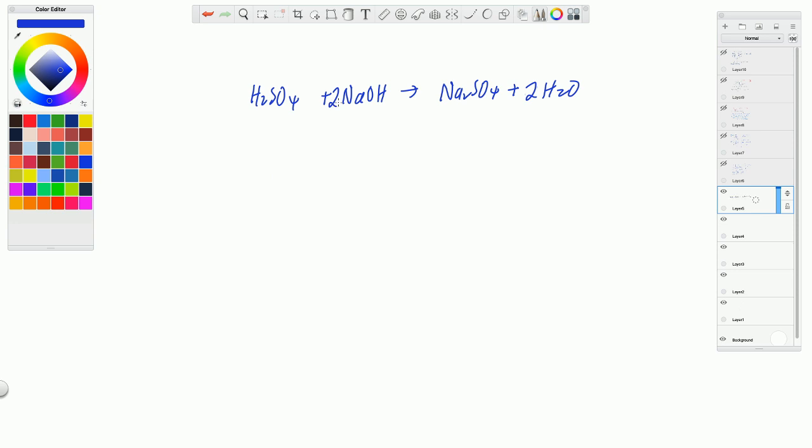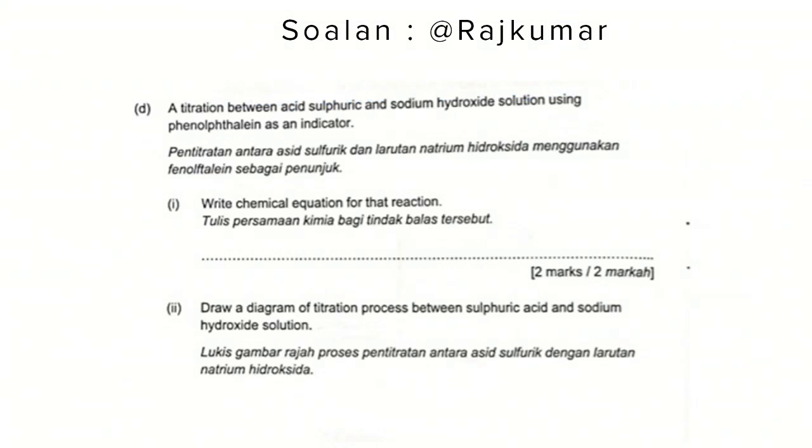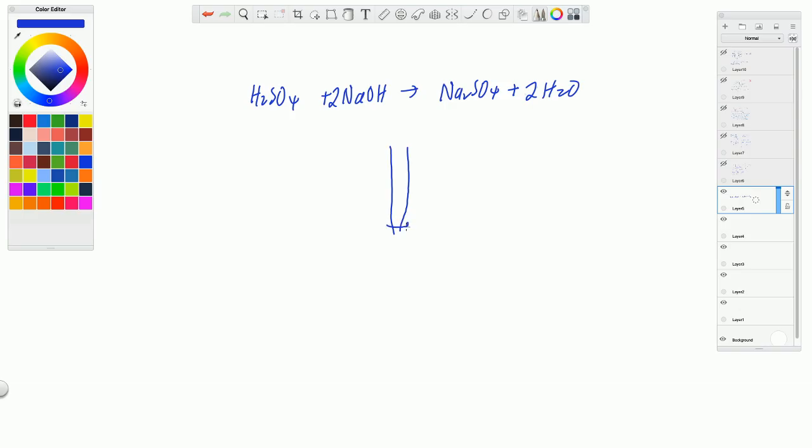Okay, so you don't need to put the indicator in the equation. Question 2, draw a diagram of a titration between sulfuric acid and sodium hydroxide. Okay, so I try and make it as pretty as possible, okay? So please use a ruler and pencil during your drawing.